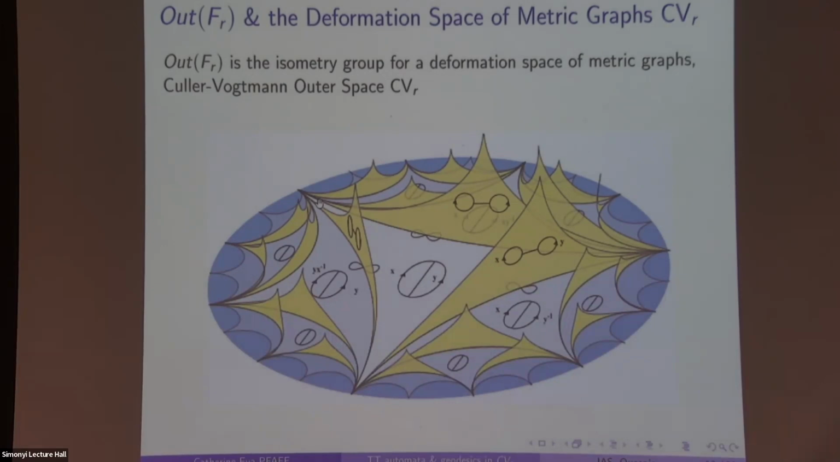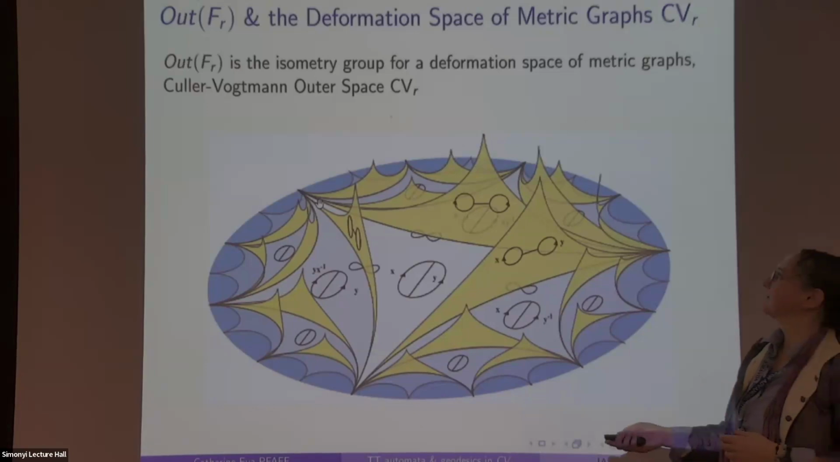So you'll get more slides than just this. It happens to be true. The outer automorphism group of the free group is the isometry group of the deformation or parameter space of metric graphs, or weighted graphs.